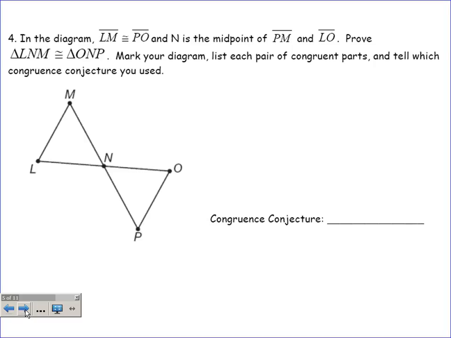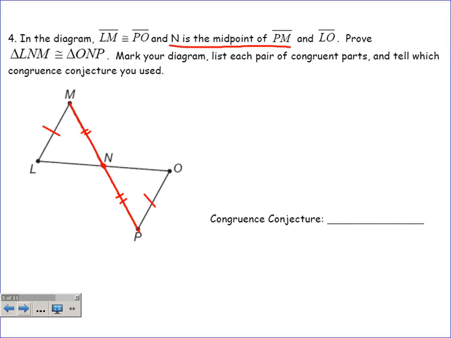Second one. In the diagram, you've got to mark the diagram. It says LM is congruent to PO. N is the midpoint of PM. What does that mean? That's right. Because N is the midpoint of this long section, it means those 2 sides are congruent.